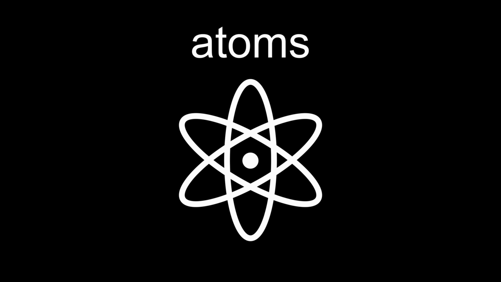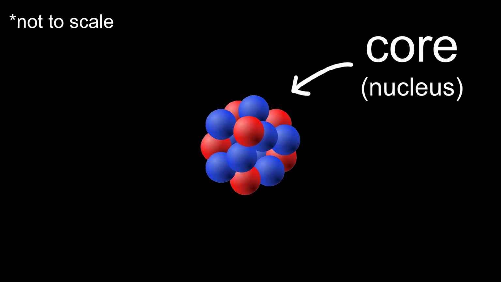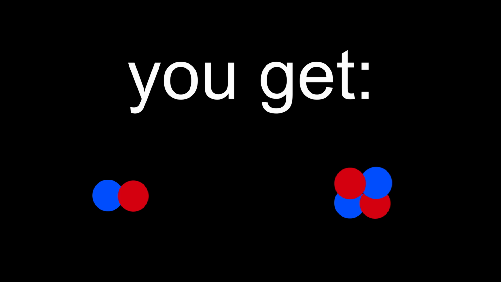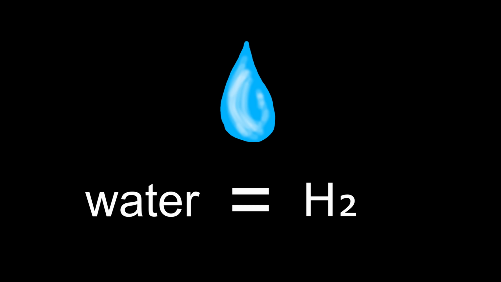Everything is made of atoms. Yes, even you. Atoms consist of a core and some electrons. The core is made of protons and neutrons, and depending on the number of protons, you get different elements. Water is made of hydrogen and oxygen.